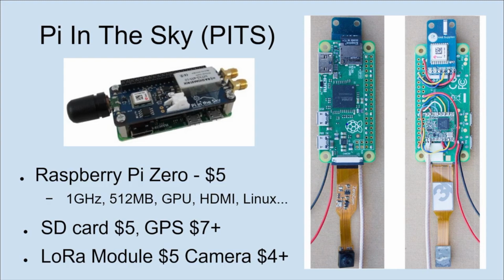GPU can have HDMI output if you plug it in, and is running an operating system that's Linux. So together with a few other bits and pieces such as SD card and GPS, you can put together a working high altitude balloon pie in the sky for around about $25.